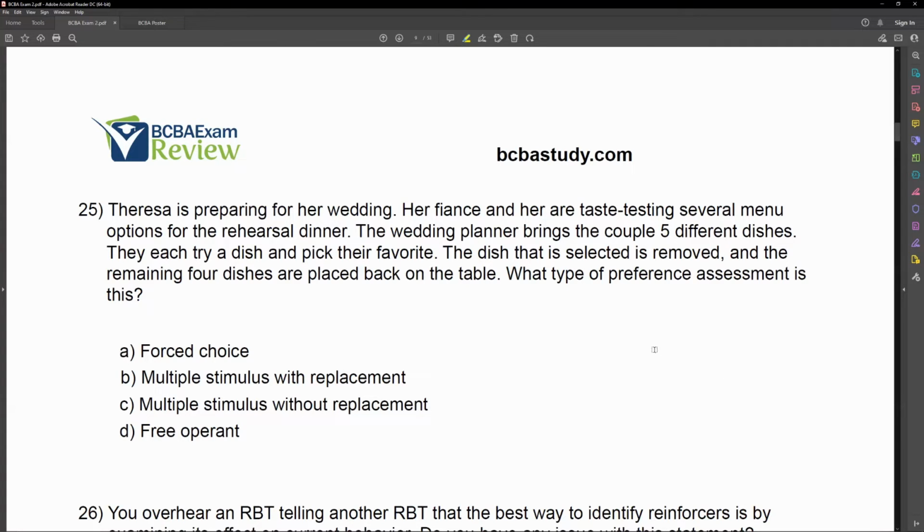So how many stimuli are we looking at? We're looking at 5. So we know we're going to look at a multiple stimulus assessment. So with replacement, what are we doing? We are taking the item that is chosen, putting it back, and then replacing the other items that weren't chosen with new items. Without replacement, we're just removing the item that was chosen and putting all the other items back. What occurs here? The dish that is selected is removed, and the remaining 4 dishes are placed back on the table. That's simply multiple stimulus without replacement because we are taking the item that is chosen, not replacing it, and leaving the other 4 items to be selected again. Our answer here is C.